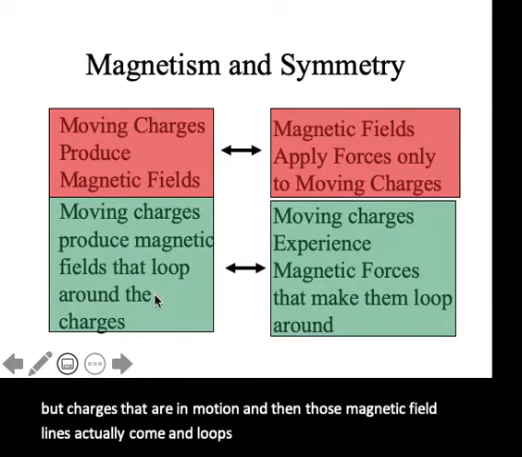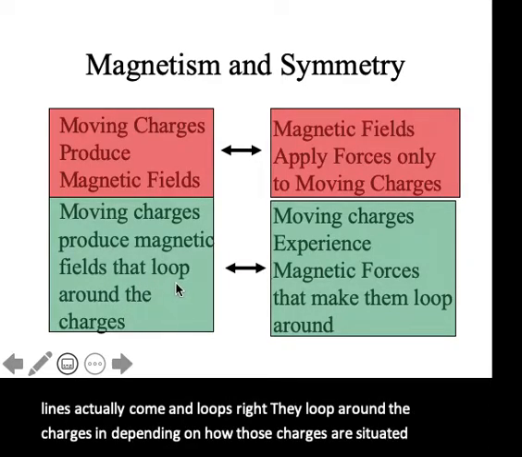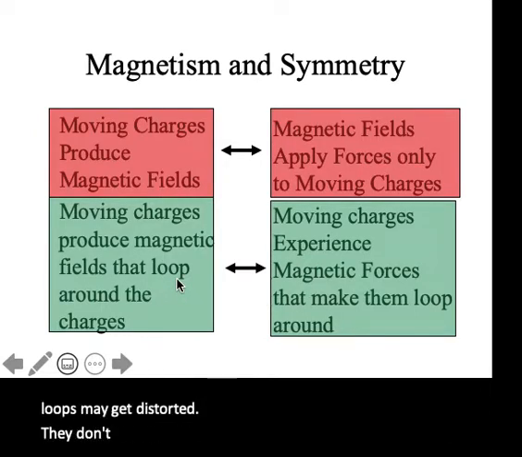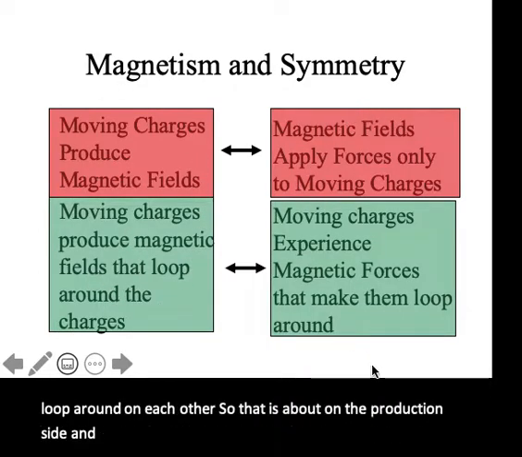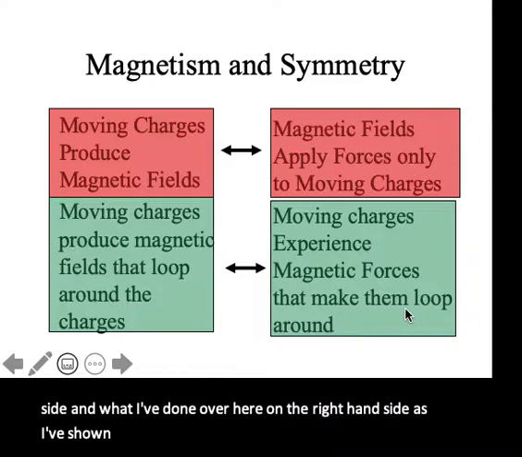They loop around the charges. And depending on how those charges are situated, those loops may get distorted. They don't have to be perfect circles or anything, but they will loop around on each other. So that is about on the production side. And on the right-hand side I've shown you how the forces work.